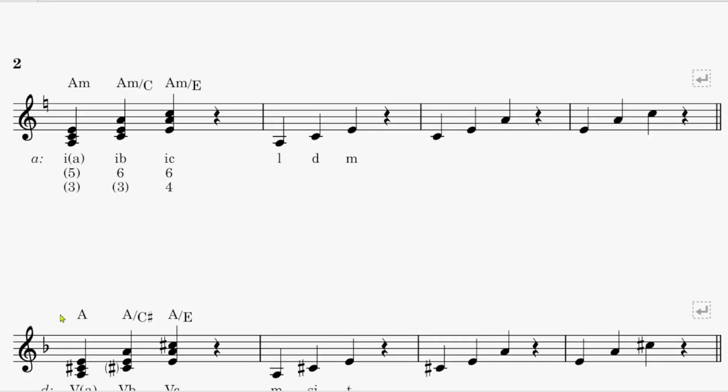Now come to A minor. A minor tonic triad is lowercase 1. So the root position is A, C, E. First inversion is C, E, A. And the E is the 5th. So we have this 1A, 1B, and 1C. The figured bass are also the same. 5-3, 6-3, and 6-4. The first note we sing as La. So the first chord as La, Do, Mi.